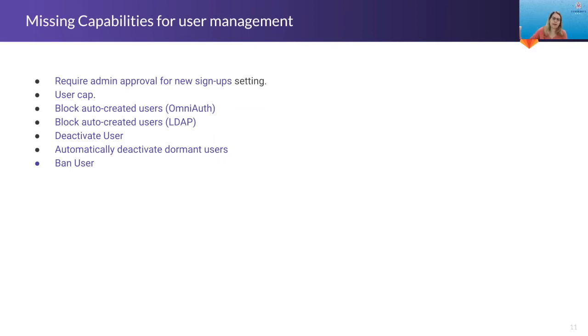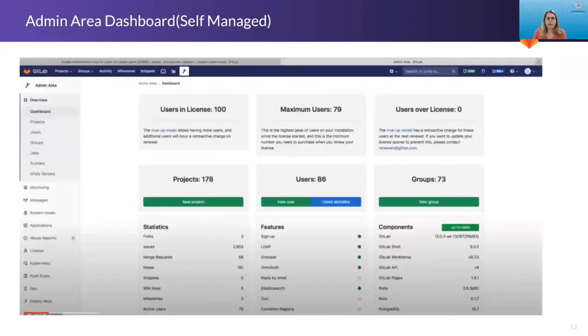So GitLab administrators moderate user access by approving, blocking, banning, and/or deactivating users, and we want to give them this capability again for provisioned users. The admin area today has a dashboard that shows different information that I imagine we would want to migrate at one point into this namespace view. It tells you how many users you have in license, how many maximum users you have, how many are over, and gives you statistics about projects, users and groups.